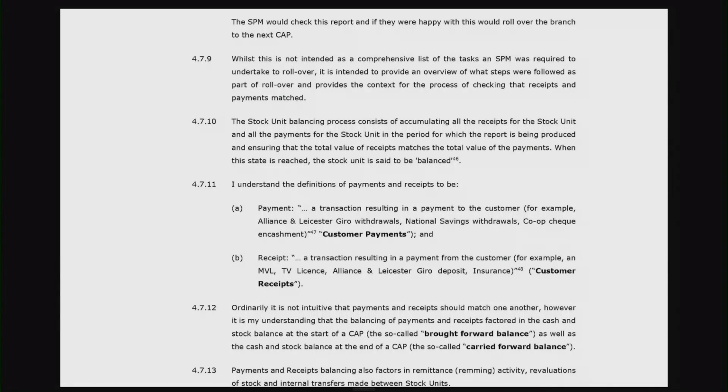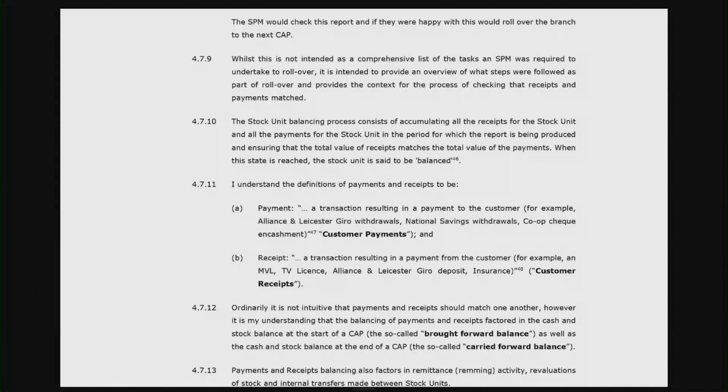You say that the stock unit balancing process consists of accumulating all of the receipts for the stock unit concerned and all of the payments for that stock unit in the period for which the report is being produced, and ensuring that the total value of receipts matches the total value of any payments. When that state is reached, the stock unit is said to have balanced. Yes? Yes.